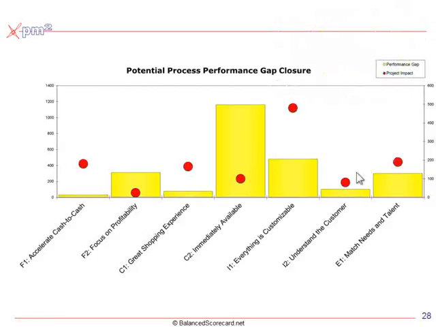In this organization, I can see I have a huge gap immediately available, but not much focus on projects. On the other hand, I've got almost no gap on cash to cash, yet there's a fair amount of investment in projects. Or over here on everything is customizable, again, perhaps we have a misalignment of projects in our project portfolio. In fact, in the average organization, between 40 to 60% of the projects go away because we discover they're misaligned to the current strategy.